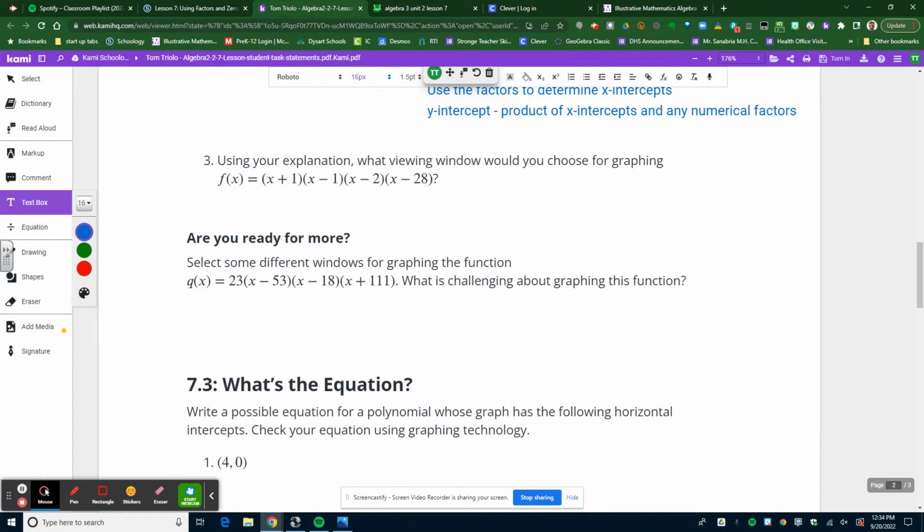All right. So figure out what your x-intercepts and your y-intercept are, and figure out at least a good window as far as x is concerned. Y on this one is cray-cray because the 28 makes it huge. So just give me what my minimum x should be and my maximum x should be for the window. That's all. Okay. And we're going to skip the Ready for More because that was completely insane.